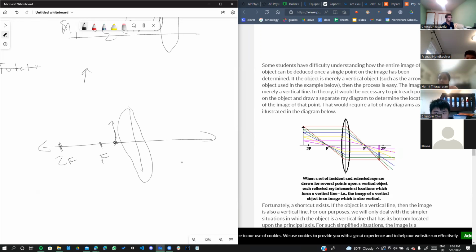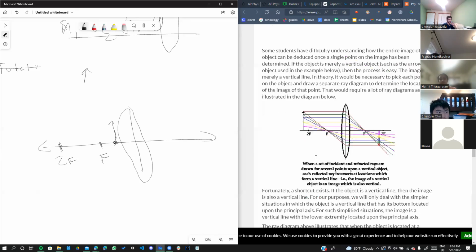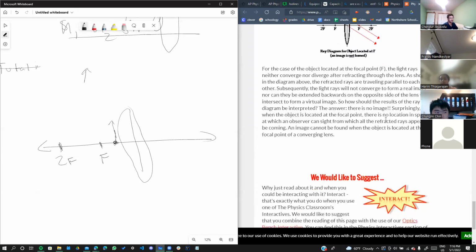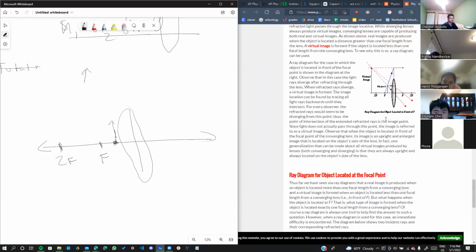Wait, isn't this for converging? Those are for converging. And then for diverging, they're all virtual, right? Yeah, they're all virtual, and they're all upright.